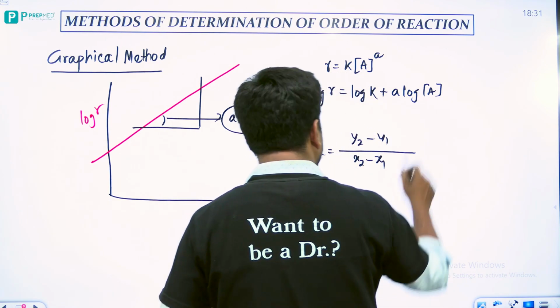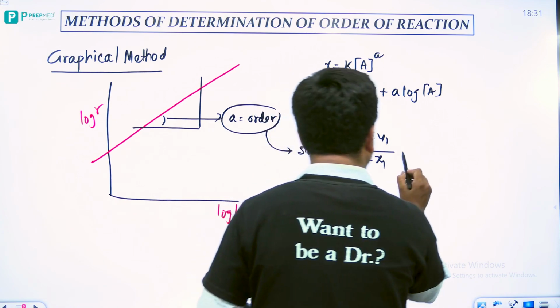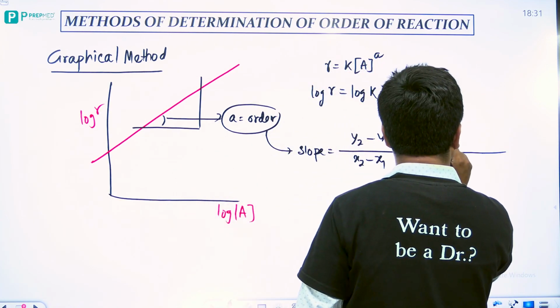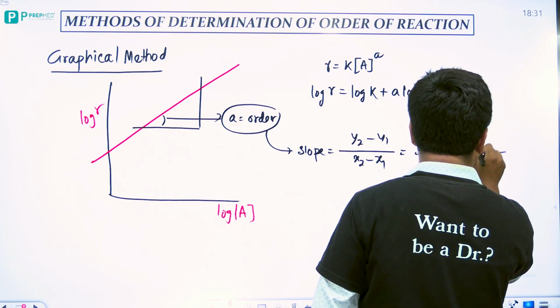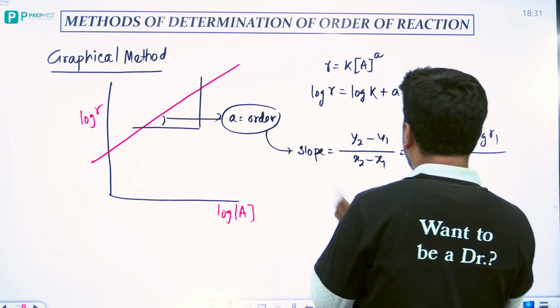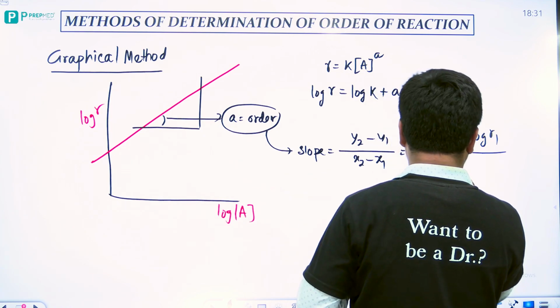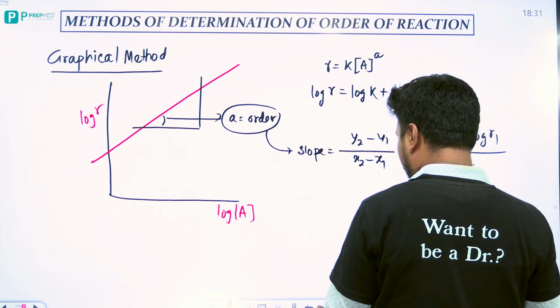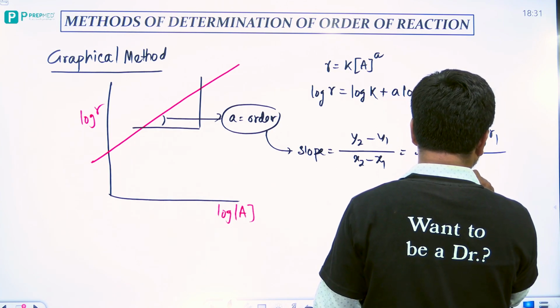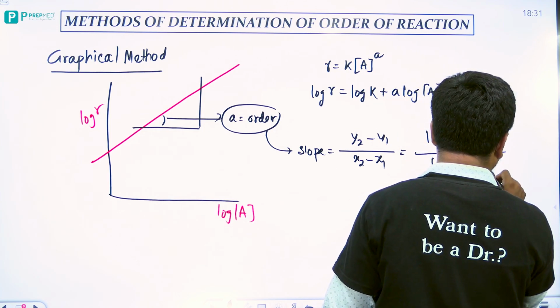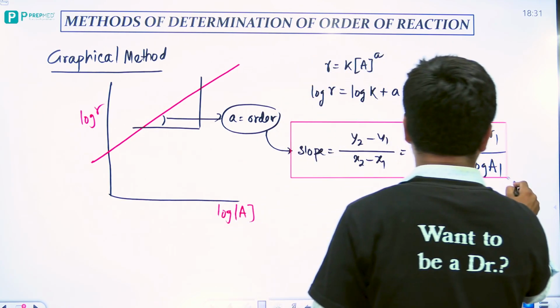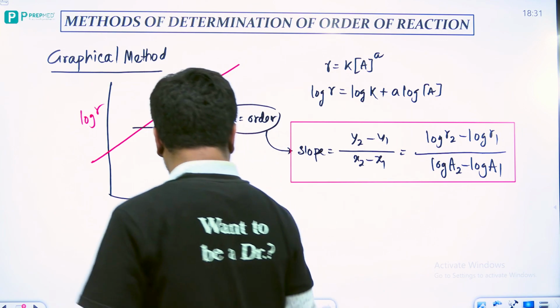If I use this logic, then I will get log of r2 minus log of r1, divided by log of a2 minus log of a1. Okay, so this is your direct working equation for determination of the order of the reaction.